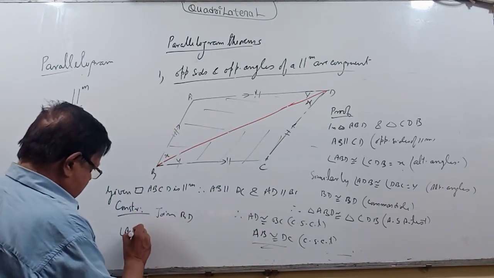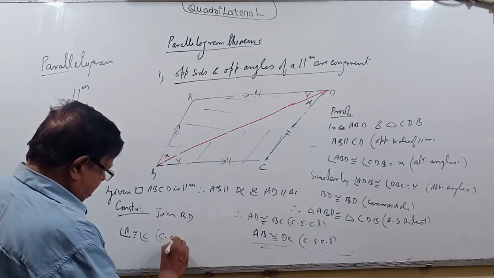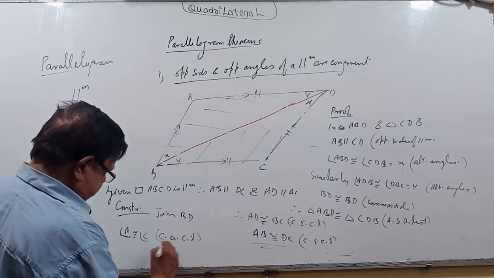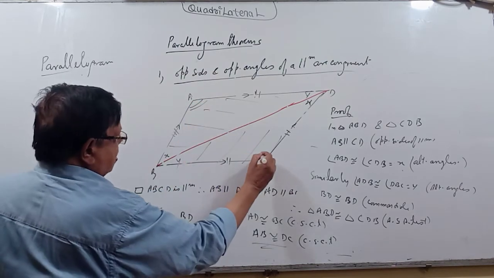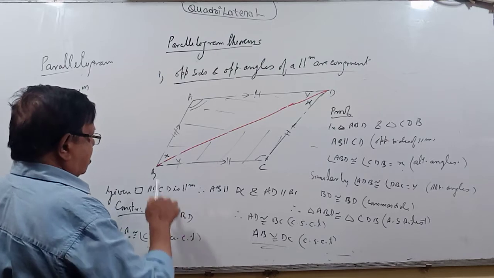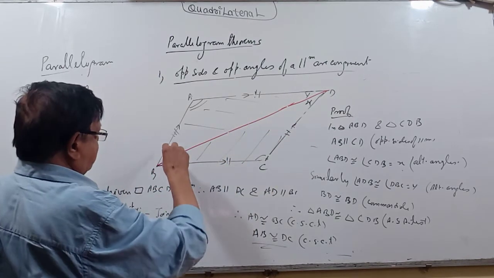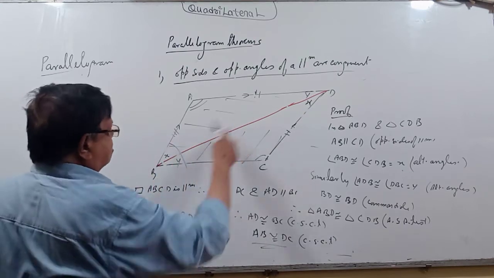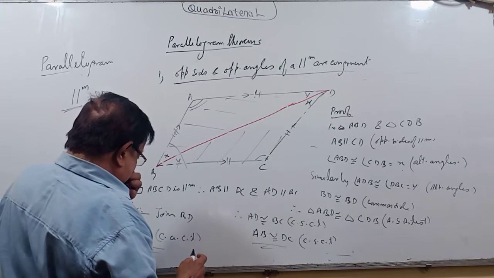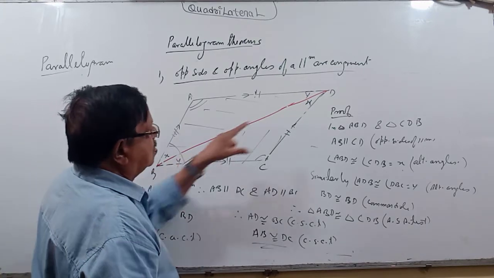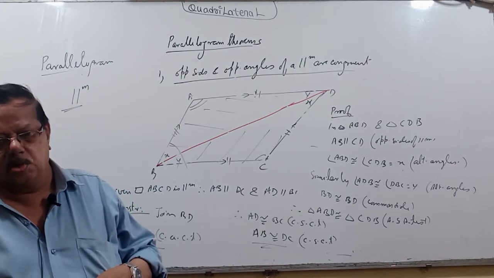Angle A is congruent to angle C, corresponding angles of congruent triangles. So this is congruent to this. Similarly, we can prove that angle B is congruent to angle D, this is x plus y and this also is x plus y. I hope you understood. Yes, note down please.